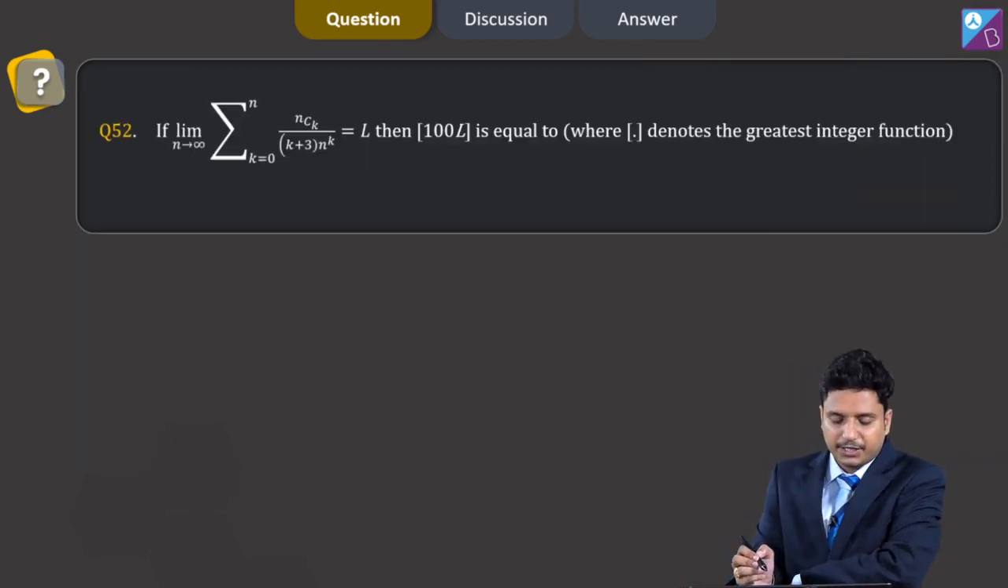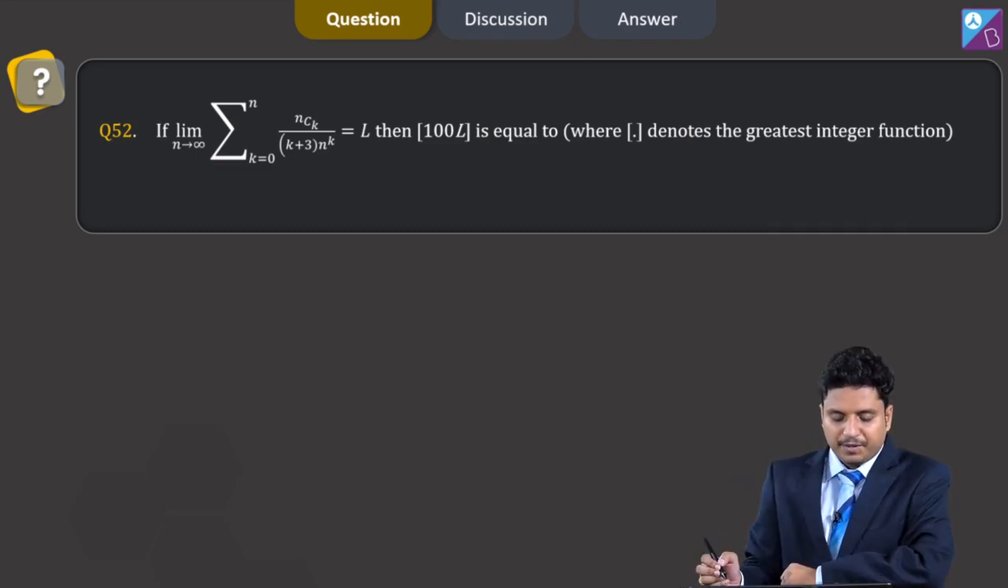Now the next question, that is question number 52, which is given as a calculation of a limit: nCk upon (k plus 3) n raised to power k. Summation is applied over this quantity and k is varying from 0 to n. Limit n tending to infinity, that is what we have to calculate.